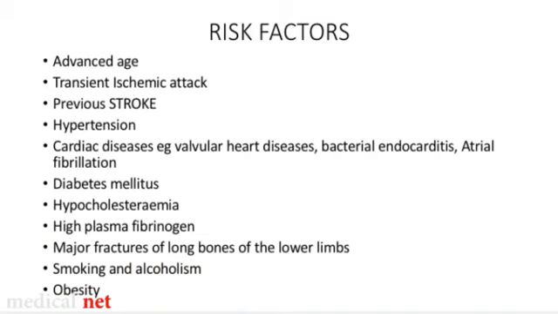Risk factors for development of stroke: advanced age, history of transient ischemic attack, previous stroke, hypertension, cardiac diseases like valvular heart diseases, bacterial endocarditis, atrial fibrillation. These tend to create clots within the atria and ventricles, which can dislodge from the heart to the brain. We have diabetes mellitus, hypercholesterolemia, high plasma fibrinogen, major fracture of long bones of the lower limb, especially fracture of the femur, smoking and alcoholism, also obesity. These are risk factors which can lead to development of stroke.